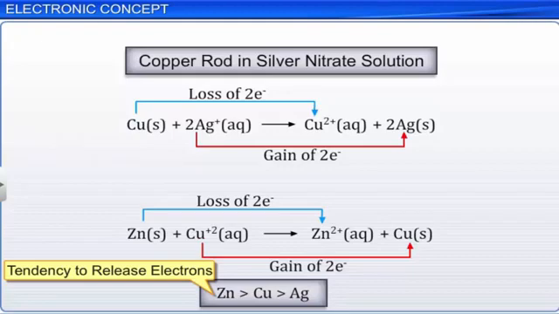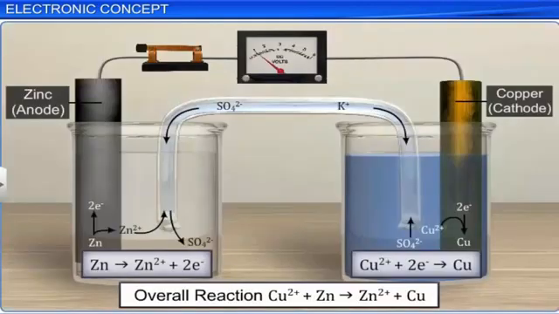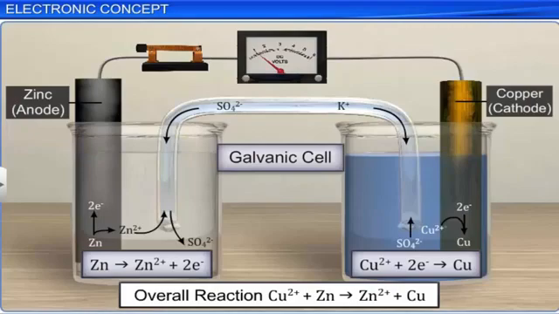Depending on the tendency of the metals to release electrons, metals are arranged in the form of a series. The series obtained when the metals are arranged in the decreasing order of their ability to donate electrons is known as the metal activity series or electrochemical series. Thus, the knowledge of competition between the metals to release electrons helps us to construct galvanic cells in which chemical energy is converted into electrical energy.